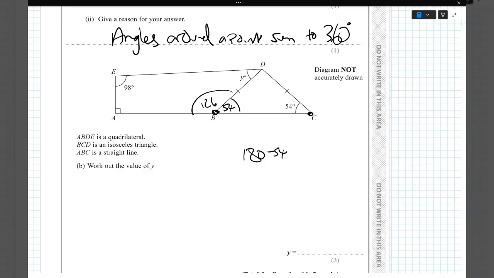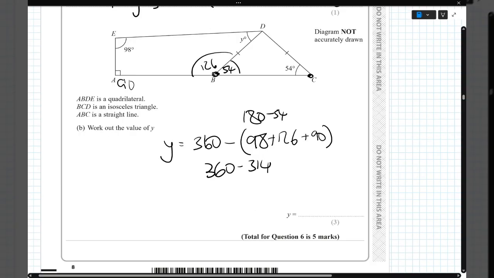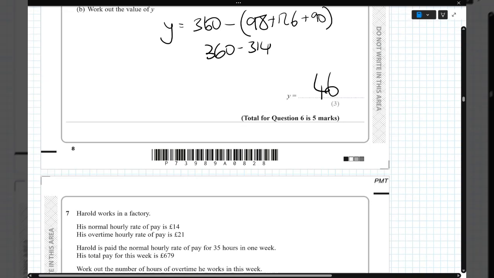Gives me 126. Finally, y is going to equal 360, take away 98, 126, and 90 degrees, which is what that little square represents. So 98 plus 126 plus 90 gives us 314. So 360, take away 314 is 46. So y is 46.